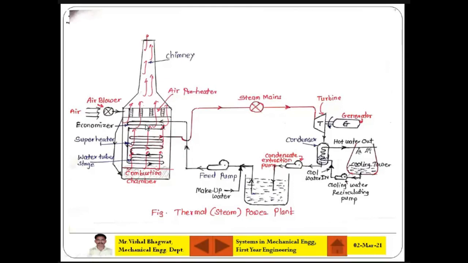What is happening in the boiler? Basically, in the boiler there are many small devices, of course, but there is one tank, a closed vessel, where the water is stored for heating. It is continuously heated, and then it is converted into steam. Now this is the boiler. This complete section is the boiler.